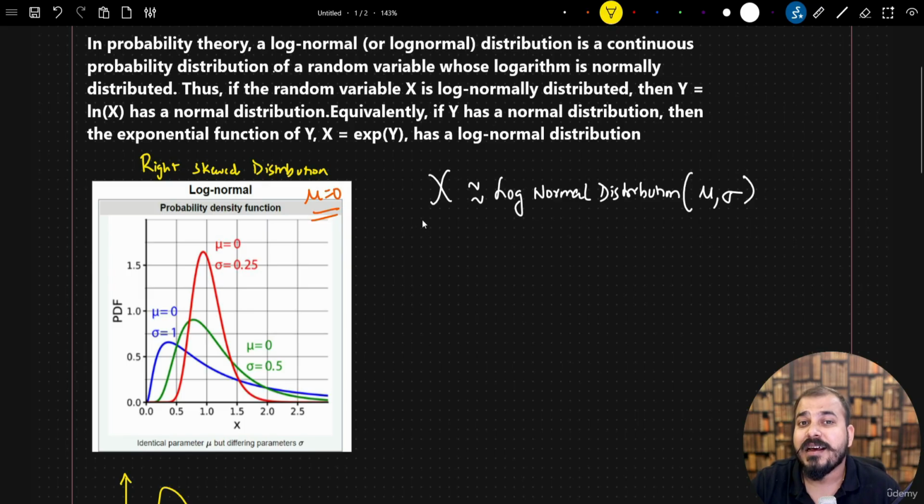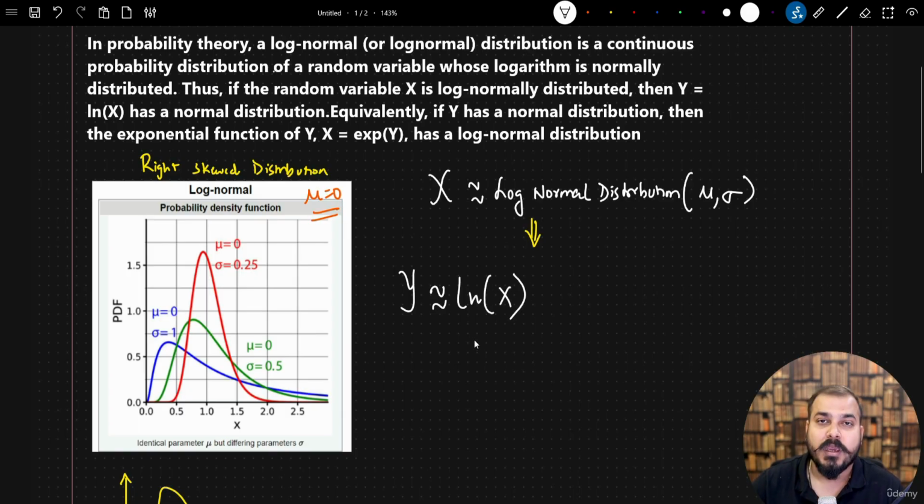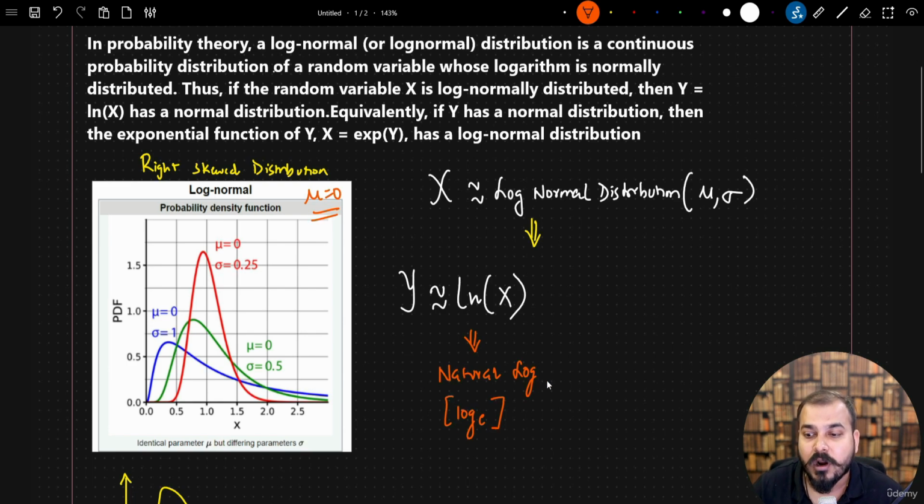Now, let's consider x is a log normal distribution with some mean and standard deviation. Then if I try to do some transformation where I calculate a random variable y, and this y variable is calculated by using the formula log of x. This log is specifically called the natural log. In mathematics, we usually denote it as log to the base e. So whenever we have log to the base e, that is basically called the natural log.